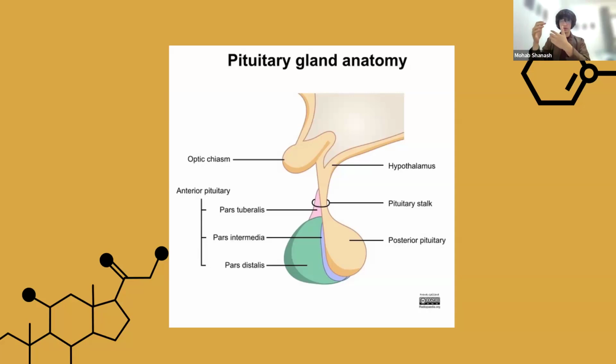Your hypothalamus has your pituitary stalk. Pituitary stalk connects to your hypophysis. Hypophysis is another name for the pituitary. Now, the anterior pituitary has three different segments. The pars tuberalis, which you can remember because it is close to the tube here, or the pituitary stalk. You have your pars intermedia because it's intermediate, and then you have your pars distalis.